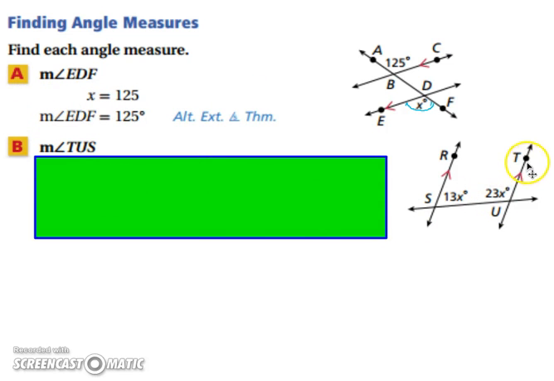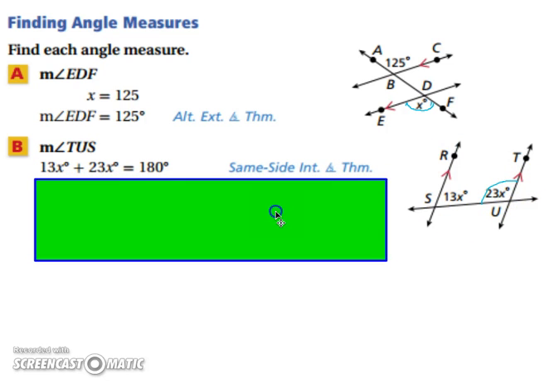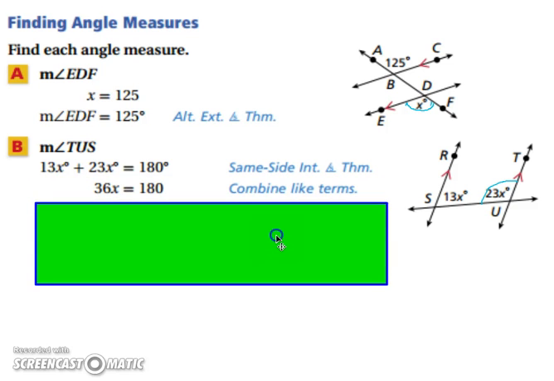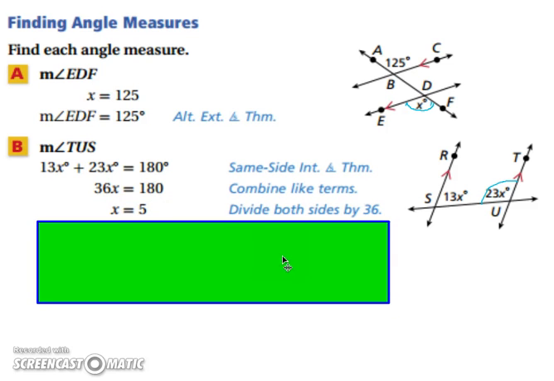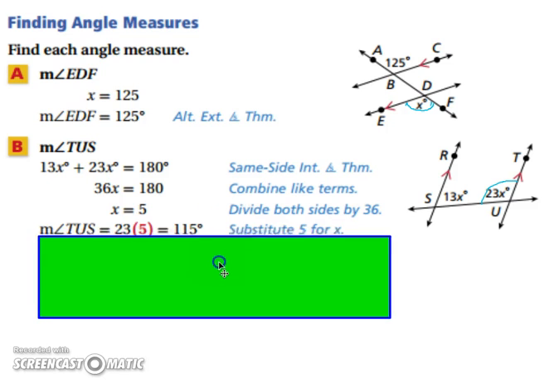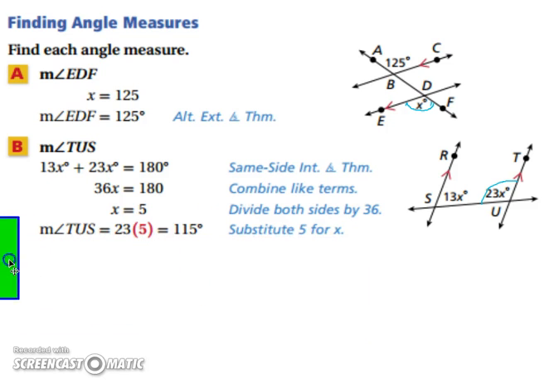Now we have the measure of angle TUS. It's asking about this angle right here. We know that same side interior angles must be supplementary if these two lines are parallel, which they are. So we can set them equal to 180 degrees. So 13x and 23x gives us 36x. Divide both sides by 36, and we have x equals 5. We're not done yet. We still need to plug our x value in. So we're going to substitute 5 in for x and get 115.